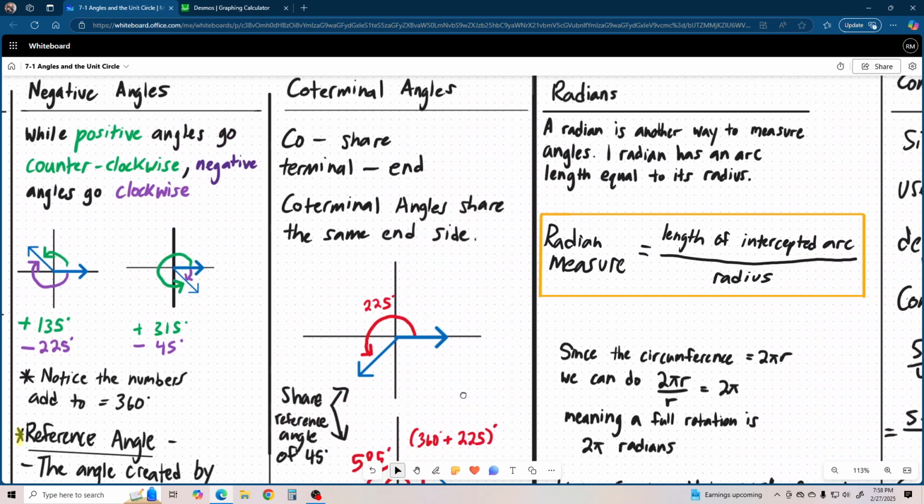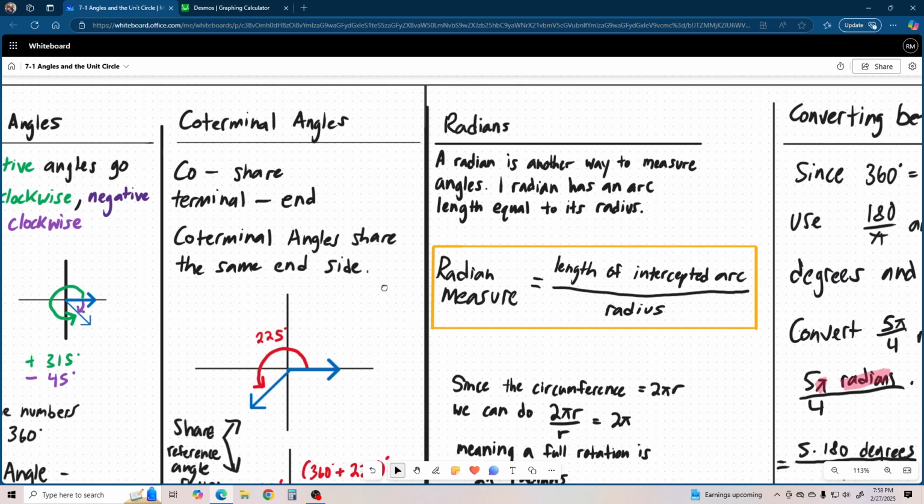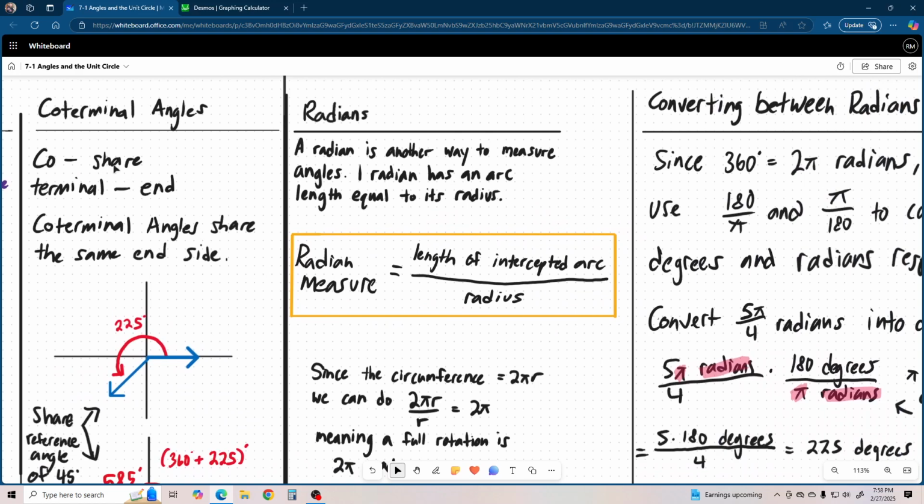All right, so let's talk about coterminal angles. The term coterminal shares a couple pieces here. We have co, which means together or share, and then we have terminal, which means end. So in other words, these angles are going to share an end. This terminal side is going to be shared by different values. It'll look the same on paper, but it'll actually be different values. And you'll see what I'm talking about here.